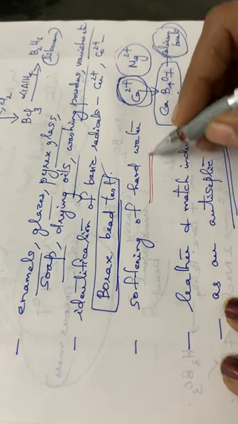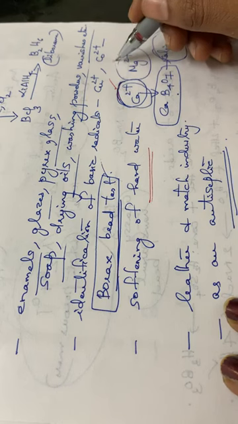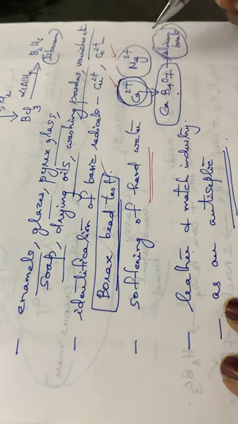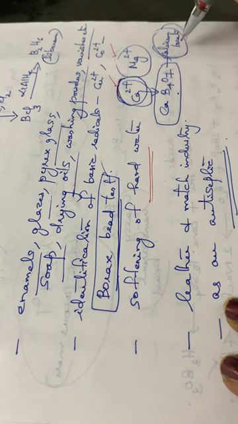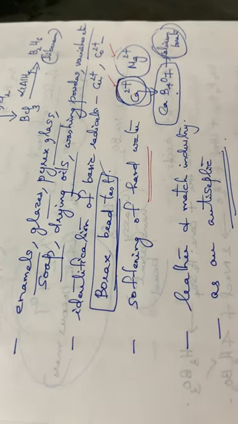Then used in the softening of hard water. Usually hard water has calcium ions and magnesium ions. These calcium and magnesium ions are replaced by borax, so that calcium borate or magnesium borate is formed, an insoluble solid, which is precipitated and we can remove. Then used in leather and match industry and also as an antiseptic. So this is about borax.